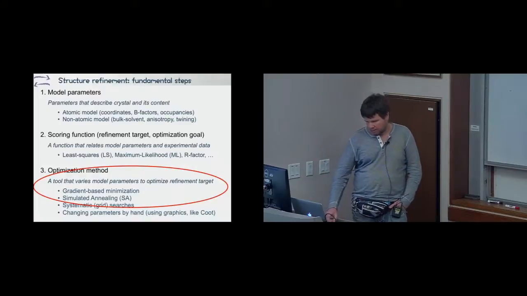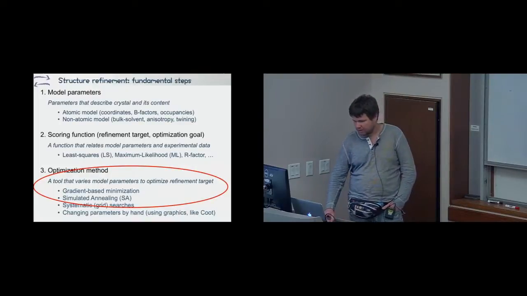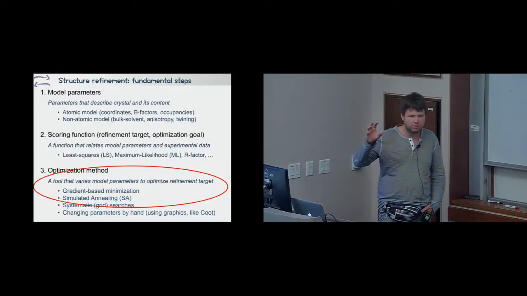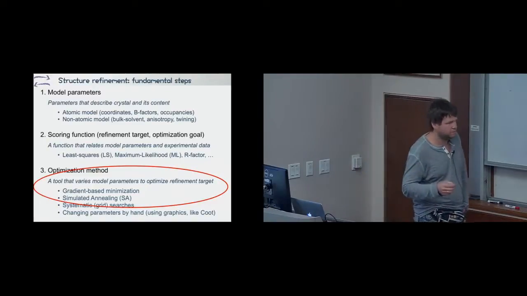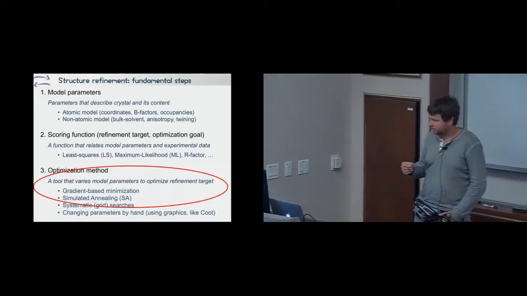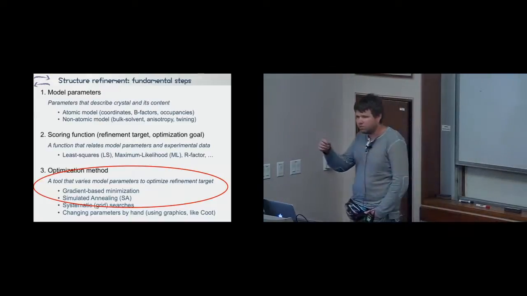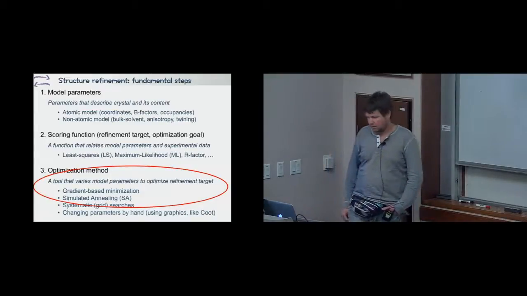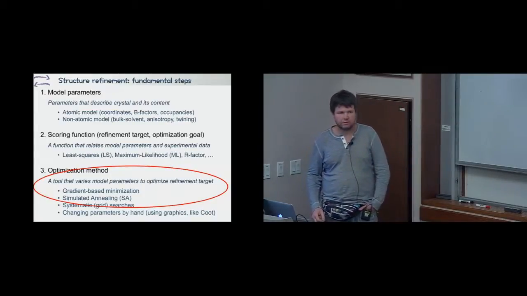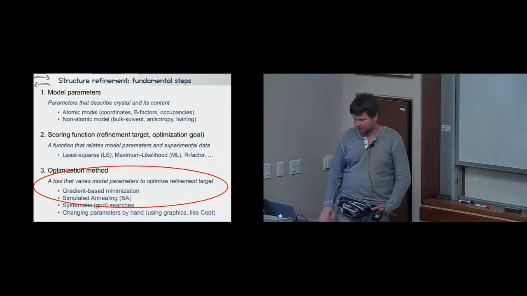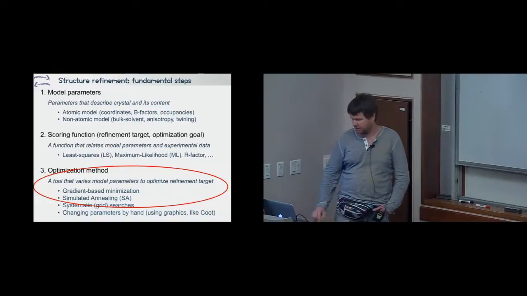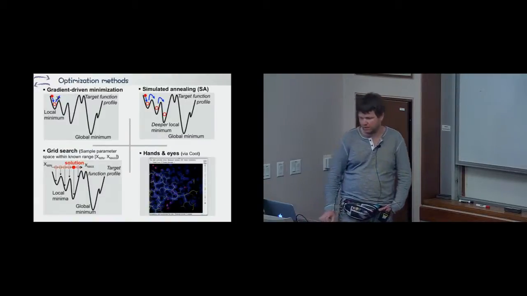Okay, so moving on, optimization method. Once we know what the model parameters are and how we relate model parameters to experimental data, we need a way to move model parameters in such a way that optimizes the target function, so we get an improved model. That's what optimization methods are about. And there's a broad variety of optimization methods that are very schematically summarized here.